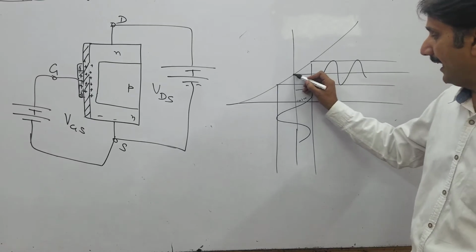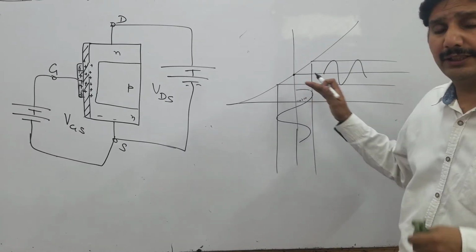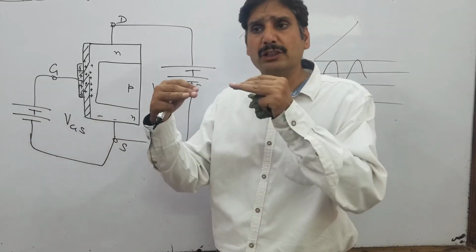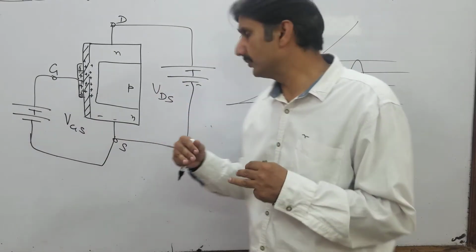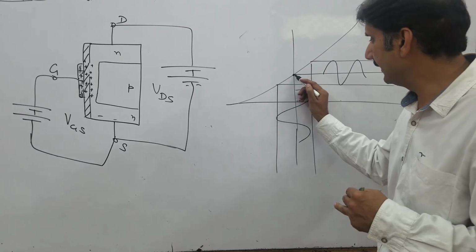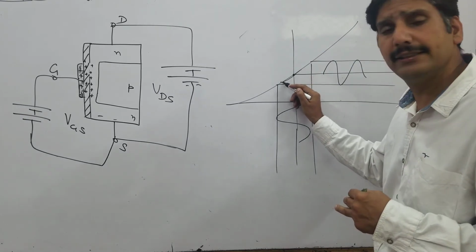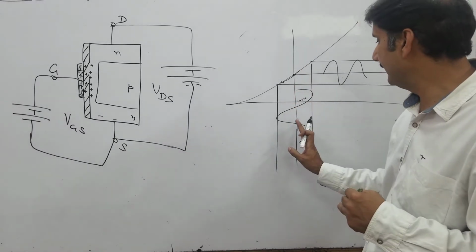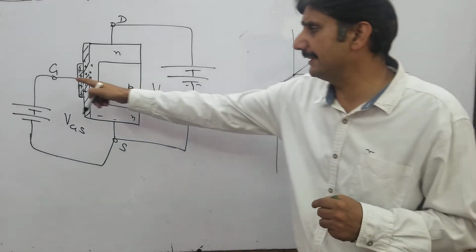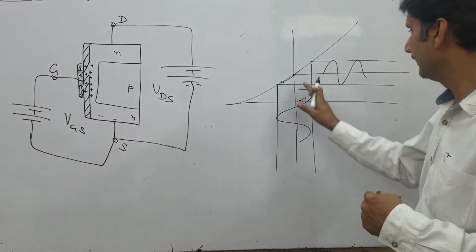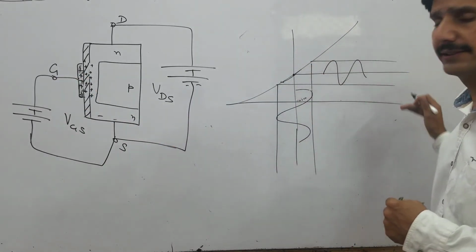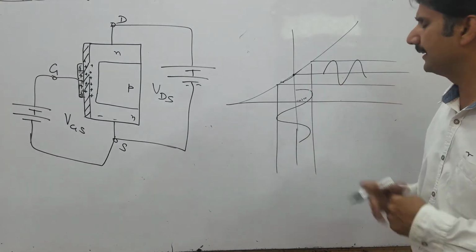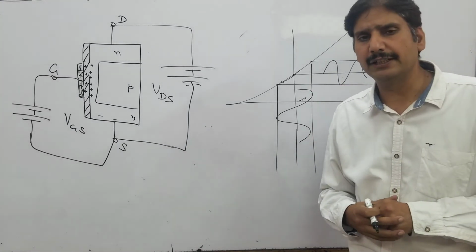So what is happening? The signal which you will be giving to the gate will be either positive or negative. So it will either increase the drain current or it will decrease the drain current. Let's say this is the input signal. As VGS changes because of the incoming signal, the corresponding ID will also change accordingly, and that's how it can be used as an amplifier.